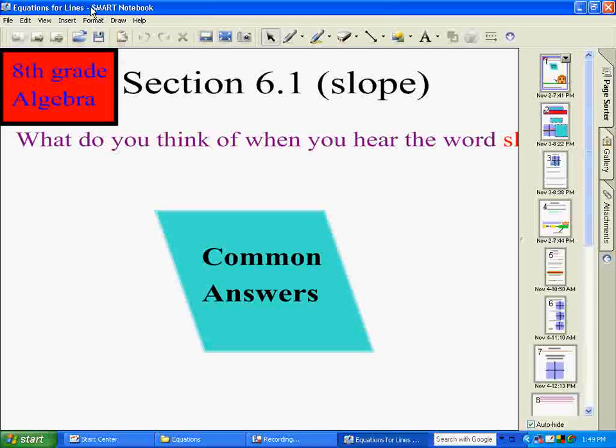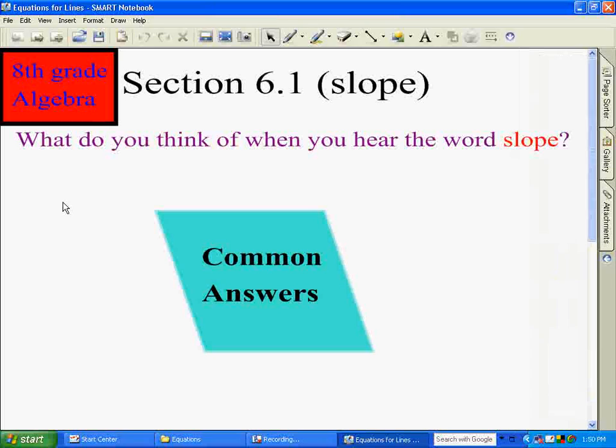This is the first installment of Equations for Lines, an 8th grade algebra lesson. And there are several installments of this. Alright, so the first thing I'm going to talk about is slope. So what do you think of when you hear the word slope? What are some words that come to mind? What are some thoughts that come to mind?